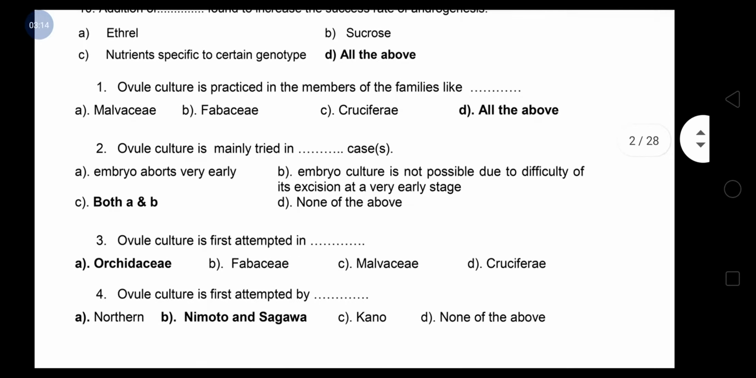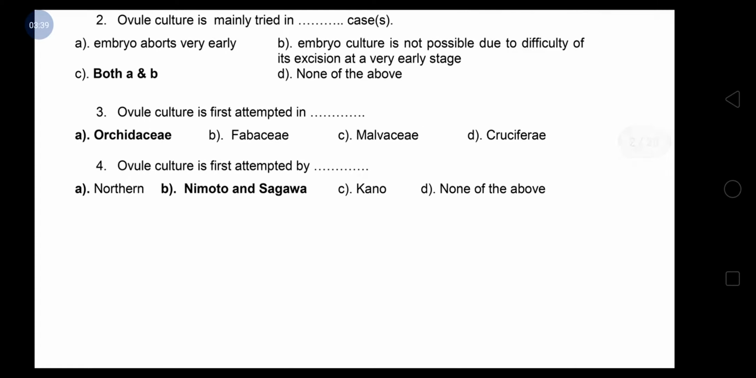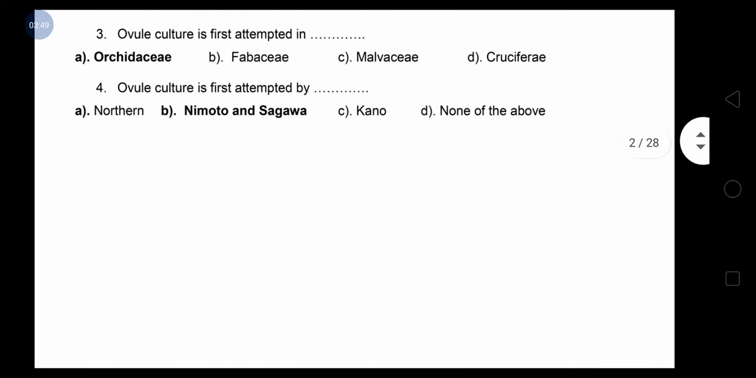Ovule culture is practiced in members of families like Malvaceae, Fabaceae, and Cruciferae. Ovule culture is mainly tried in cases where the embryo aborts very early or embryo culture is not possible due to difficulty of excision at a very early stage. Ovule culture was first attempted in Orchidaceae. Remember, ovule culture was first attempted in Orchidaceae, by Nimoto and Sagawa.